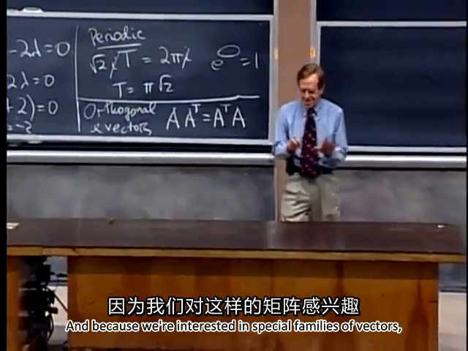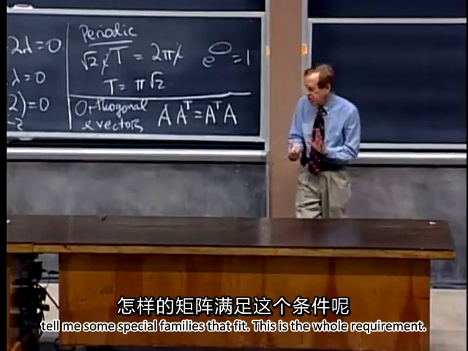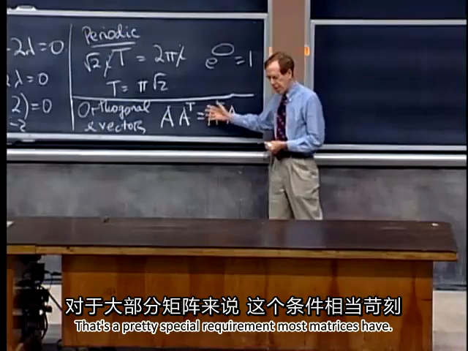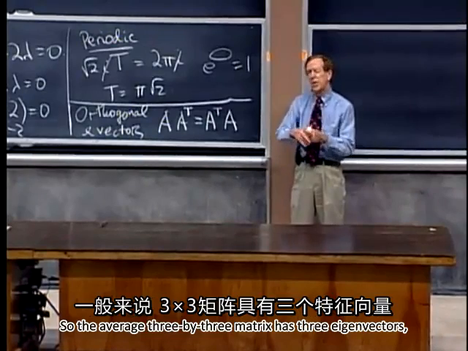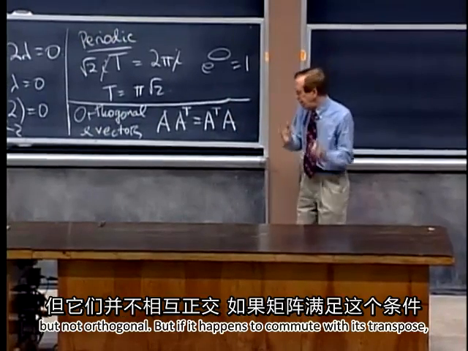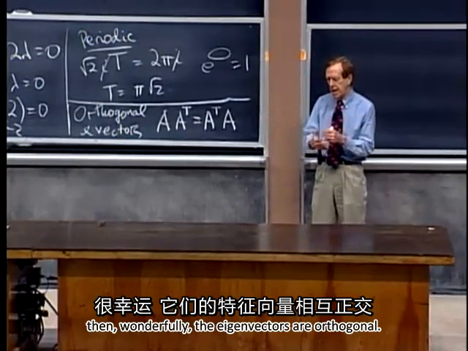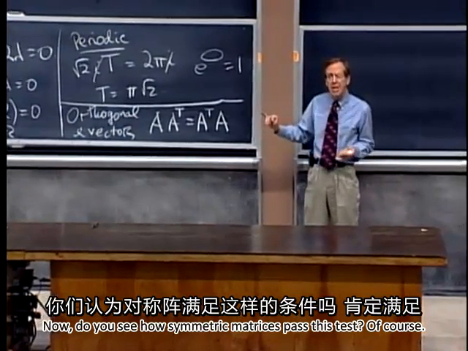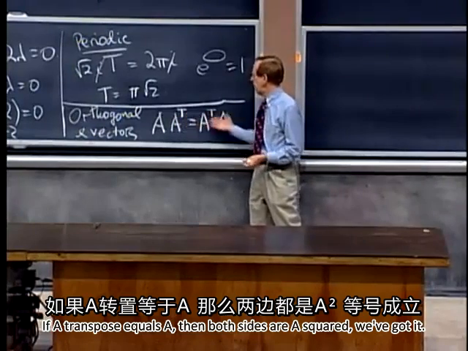And because we're interested in special families of matrices, tell me some special families that fit. This is the whole requirement. That's a pretty special requirement. Most matrices, the average 3 by 3 matrix, has 3 eigenvectors, but not orthogonal. But if it happens to commute with its transpose, then wonderfully the eigenvectors are orthogonal. Now, do you see how symmetric matrices pass this test? Of course. If A transpose equals A, then both sides are A squared.